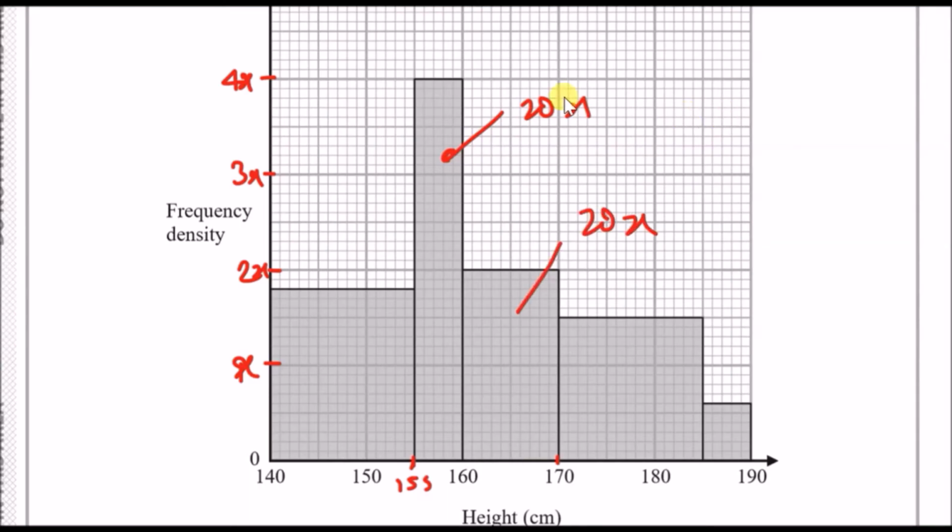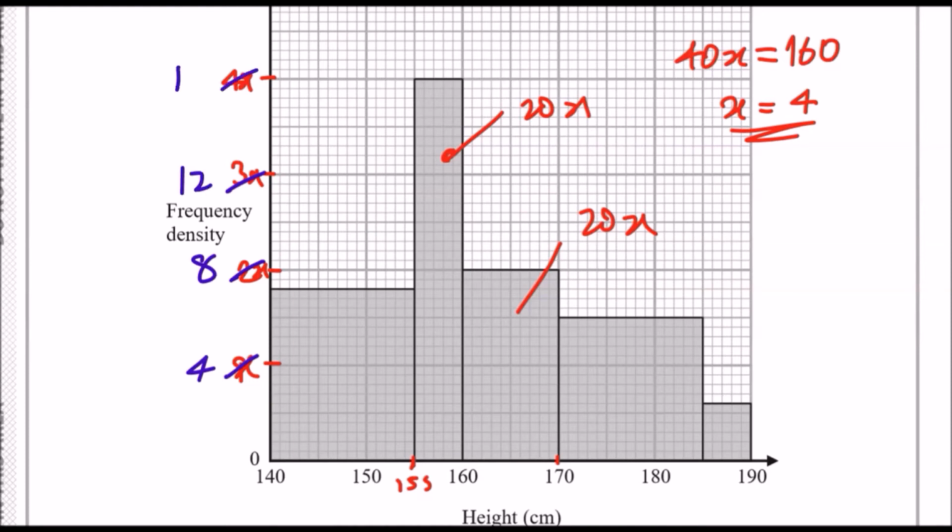So that means the total area of this block and that block, which is 40x, is also equal to 160 students. That means if you do the quick math and divide by 40, you realize that x is just going to be 4. So that means that the value for every single major frequency density is 4. So I could just now update this. So just cross out this x. This is 4. This is 8. This is 12. And this is 16.